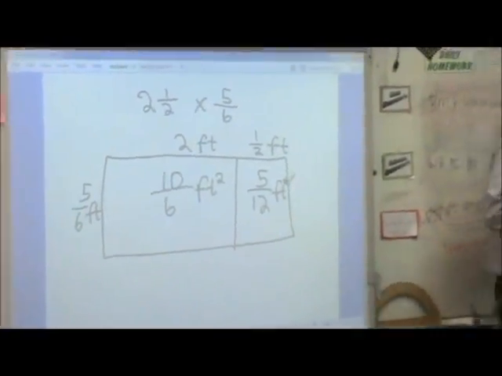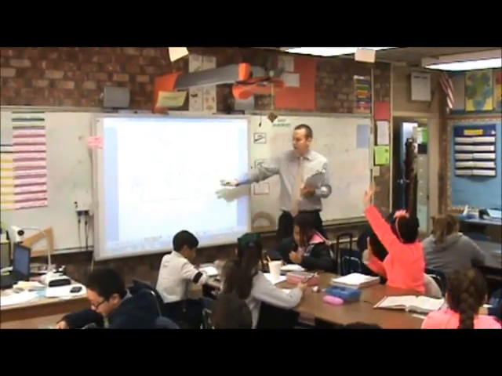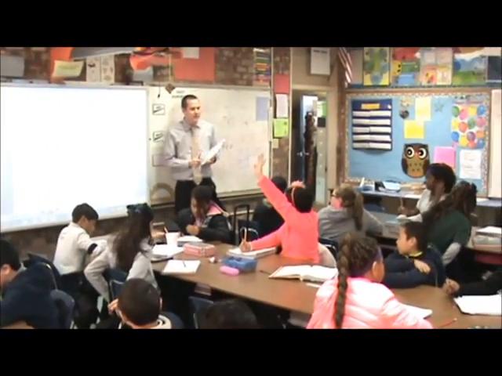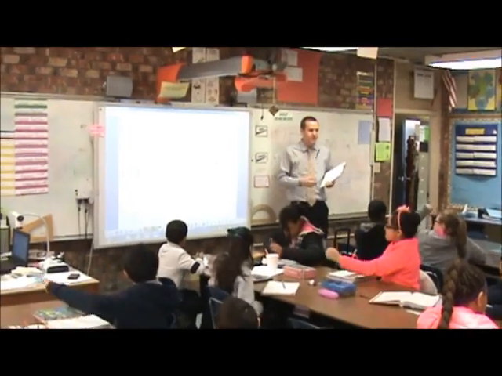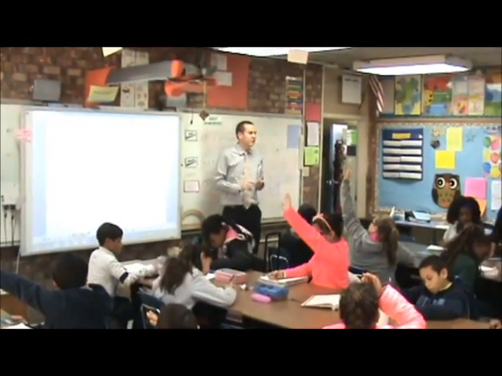All right, next step. Who can give me the next step in this problem? We have the area of this rectangle, and we have the area of this rectangle. Who can give me the next step to solve the area of the whole rectangle? You can see all the hands going up. I know this. Zach.